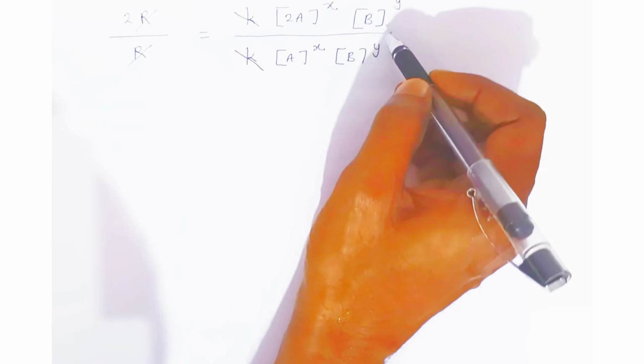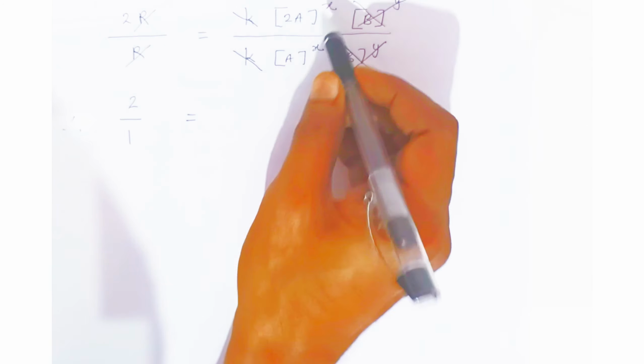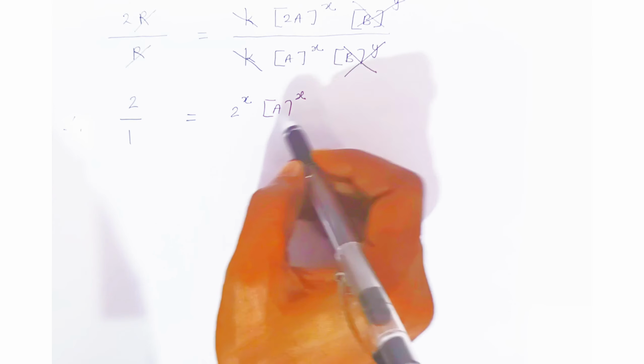What is remaining, students? Now here also B raised to y will cancel like this. Now what is remaining? Therefore you can write 2 upon 1 equals 2 raised to x, since when 2 comes out it becomes 2 raised to x, and concentration of A raised to x will be as it is.